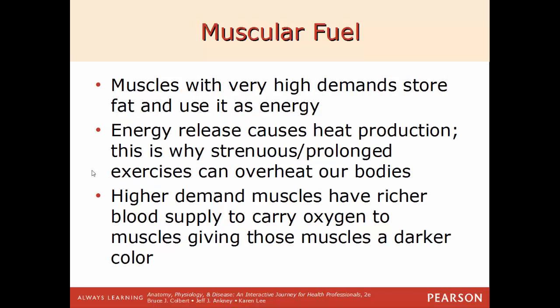Now, muscles that have a high demand will store fat and use that for an energy source also. Whenever you have an energy release, this causes heat to be made, which is why prolonged, strenuous exercise can overheat your body, because you're producing more and more heat the more active you are, and the longer that you are active. Muscles that are under higher demand often have a richer blood supply because they need more oxygen to work, and these muscles will tend to have a darker color compared to other muscles.